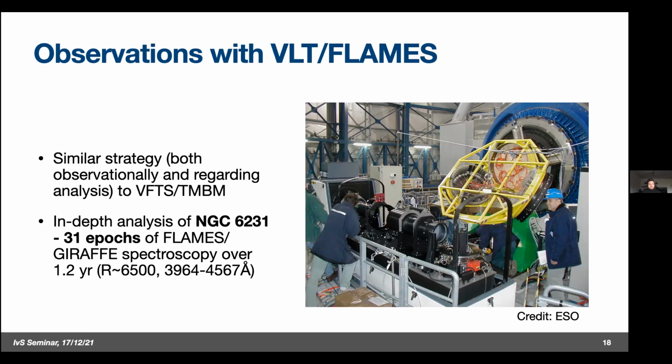So how do we do this now? How do we characterize their multiplicity? Well, we use a similar strategy, both observationally and regarding the analysis, to what was done in the VLT FLAMES Tarantula Survey and their follow-up studies. This involves an in-depth analysis of VLT FLAMES spectra, a multi-object spectrograph that retrieves low to medium resolution optical spectroscopy. The original campaign was 31 epochs over 1.2 years. The setup that we chose provided us access to several suitable absorption lines that we use for radial velocity measurements.